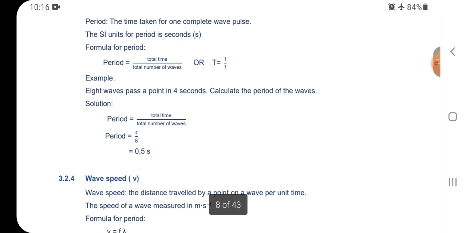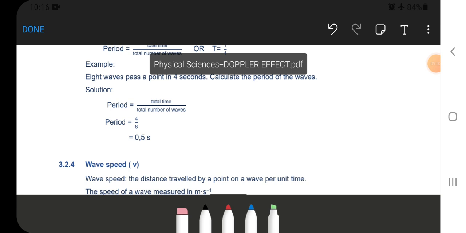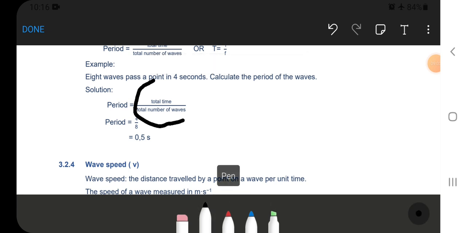And then here is an example: 8 waves pass a point in 4 seconds. Calculate the period of the waves. Here's the solution. So period equals total time over total number of waves. As you can see, it is the opposite. So it is the opposite. I hope you get that.